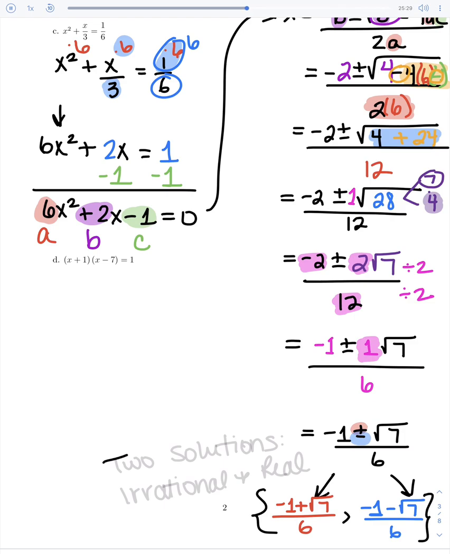Just like the last 2 solutions that we got, these are considered to be 2 things. They're considered to be irrational, and they're also considered to be real numbers. The reason why they are irrational is because both solutions have a square root of 7 in them that cannot be simplified out in any way. They're both real numbers because the final answers do not contain any i's. Continuing along, we've already done C.